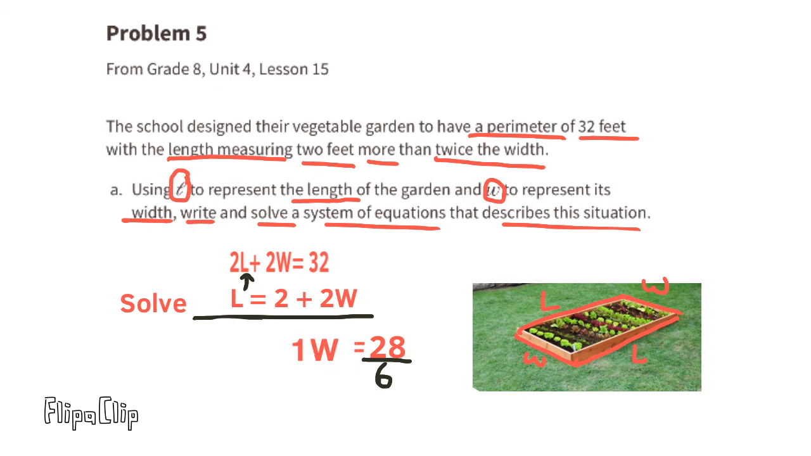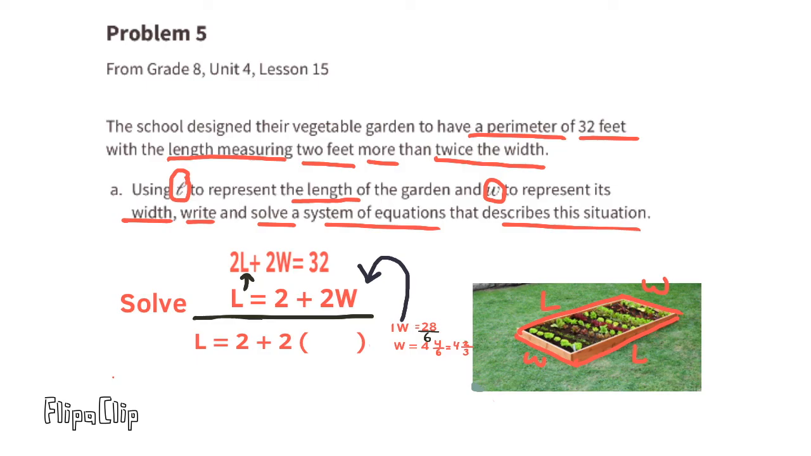Now we know that 1W equals 28 over 6, which is equivalent to 4 and 4/6 and can be simplified to 4 and 2/3. W equals 4 and 2/3. Now we can substitute the W with 4 and 2/3, or 28 over 6. Now we can rewrite the equation as L equals 2 plus 2 times 28 over 6. And 2 times 28 over 6 is 28/3. So L equals 2 plus 28/3.